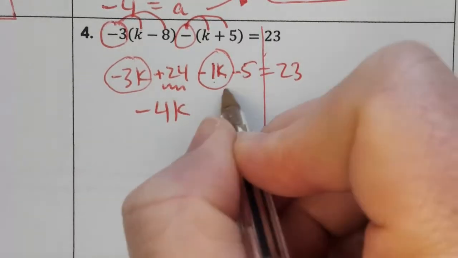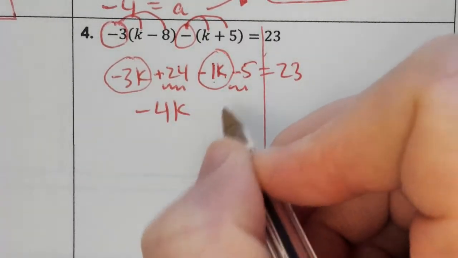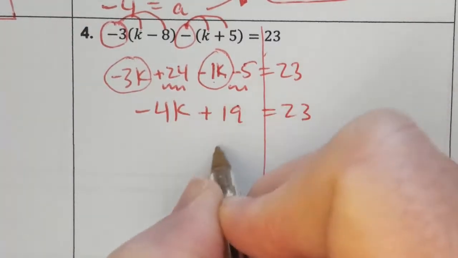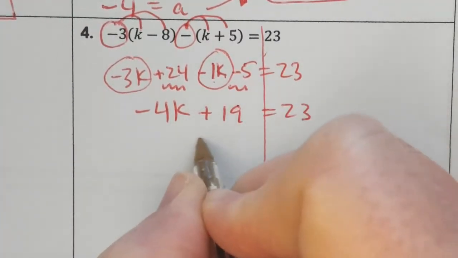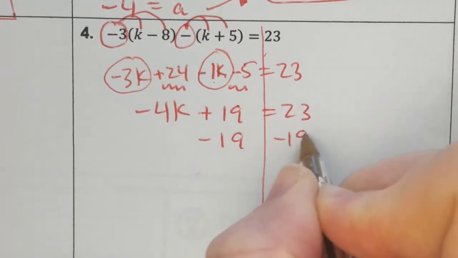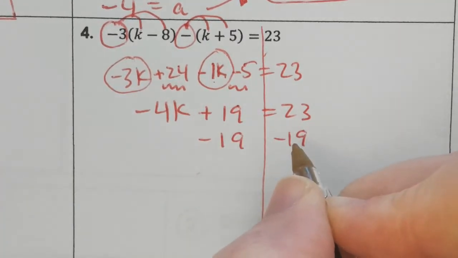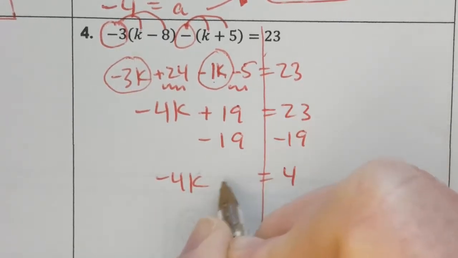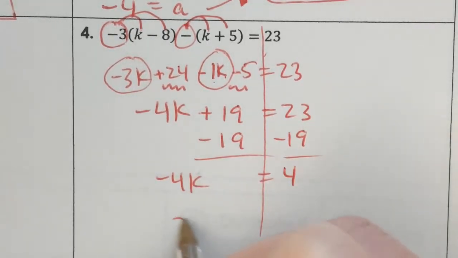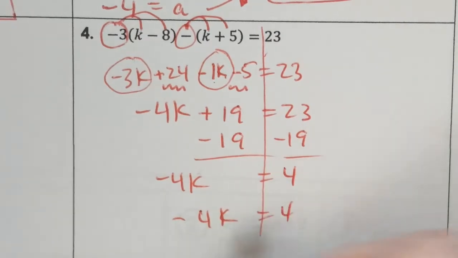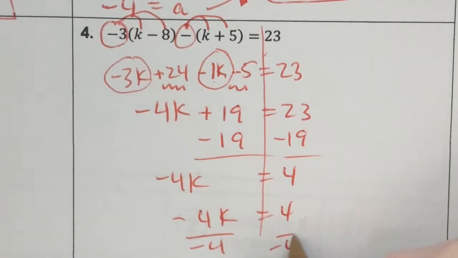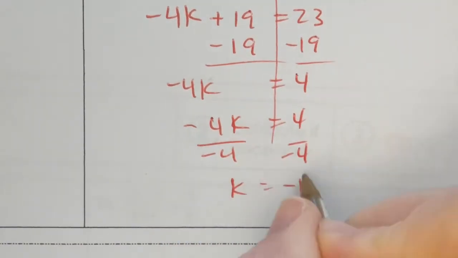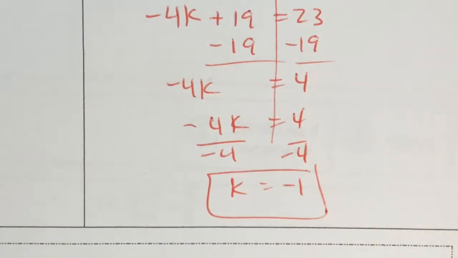Positive 24 and a minus 5 makes a positive 19 equals 23. Okay, I want to get rid of the 19 first, so subtract 19 from both sides. And you're left with negative 4k is equal to 4. And now we want to get rid of that negative 4, so we're going to divide both sides by negative 4. We're left with k is equal to negative 1. And that is your final answer.